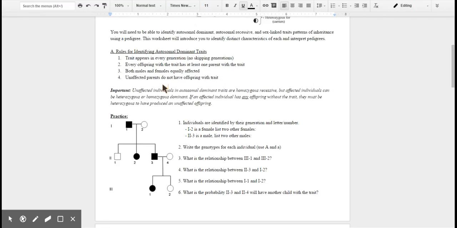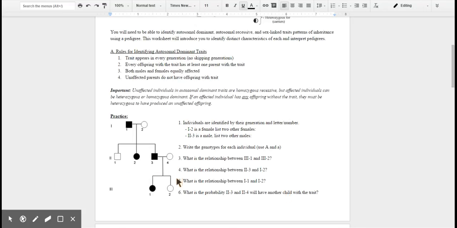The next thing you're going to have to be able to do is fill in genotypes. Read this important information here. It tells you how to determine what people's genotypes are with dominant, recessive, and sex-linked. And the last thing is I give you a pedigree and some questions to answer about it to help you practice interpreting dominant ones.